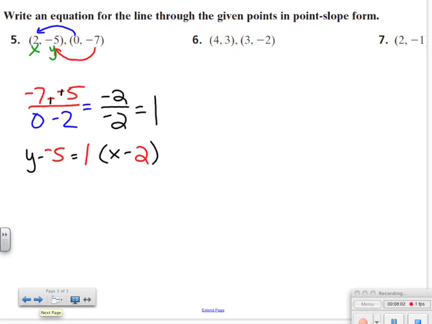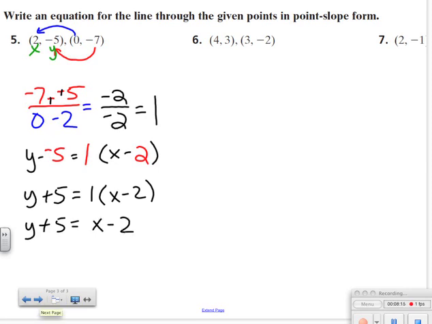Again, you can rewrite this as y plus 5 equals 1 times the quantity of x minus 2. You could also rewrite it as y plus 5 equals x minus 2 without the slope. However, all of these are still the same. You could have also used the second point to write that equation, and again, that just means that they are equivalent. They're just looking a little bit different.